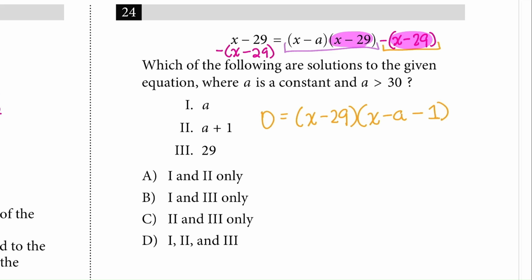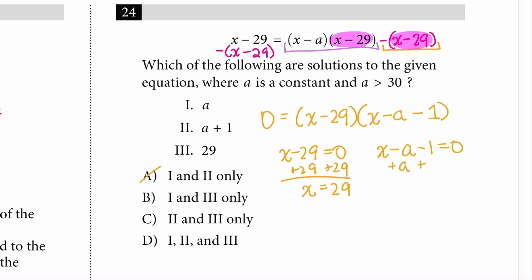Now what we can do is set both of our factors equal to 0 and solve for x. So we're going to add 29 over, which means that one of our solutions is x equals 29. So A is out. And then our next answer is going to be x equals A plus 1. So our answer is C.